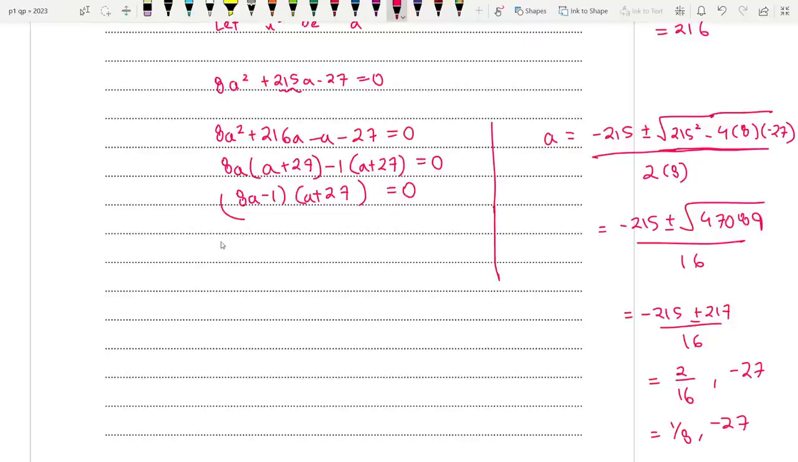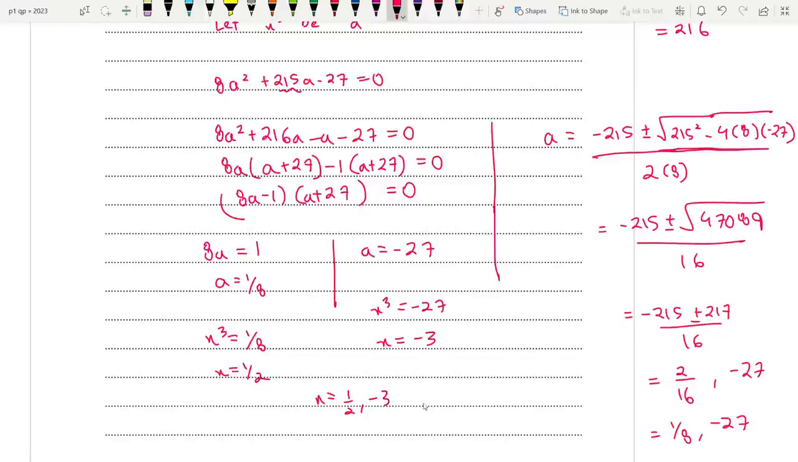Here I can directly get 8a is equal to 1, a equals 1 by 8, or a is equal to minus 27. So we know that x cubed is 1 by 8, so it gives us an answer x equals half, cubic root. And here we know that x cubed is equal to minus 27. We can cubic root negative numbers, so we get a value of minus 3. So our two answers are half and minus 3. Moving on.